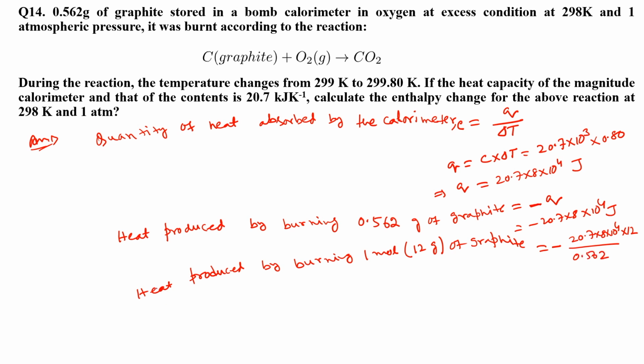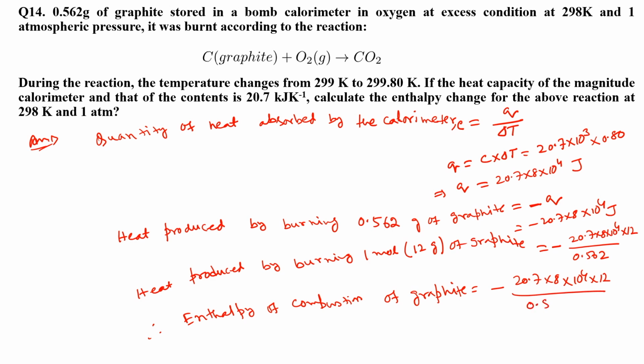Okay, so this is nothing but the enthalpy of combustion. Therefore, the enthalpy of combustion of graphite is minus 20.7 times 8 times 10 to the 4 times 12 by 0.562. This is in joule per mole. Okay, so you need to just calculate this quantity.